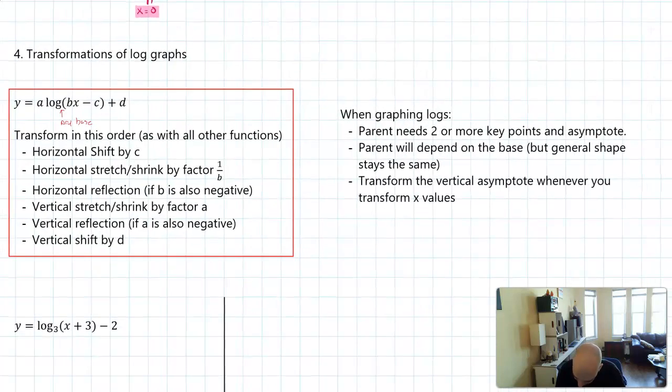When you're graphing logs, always graph for me 2 or more key points and the asymptote. So at the very least, an asymptote and 2 points, maybe more. The specific points will depend on the base that you have, but the general shape is the same. And in the rest of the examples, we're going to mix up the bases so you get a chance to see what that looks like. And always remember that when you shift things around, you have to transform the asymptote as well. So if you're shifting left and right, don't just shift the points, also shift the asymptote. We're going to see that in just a minute.